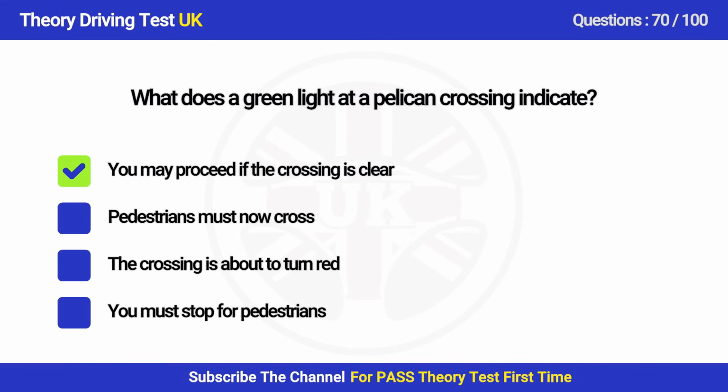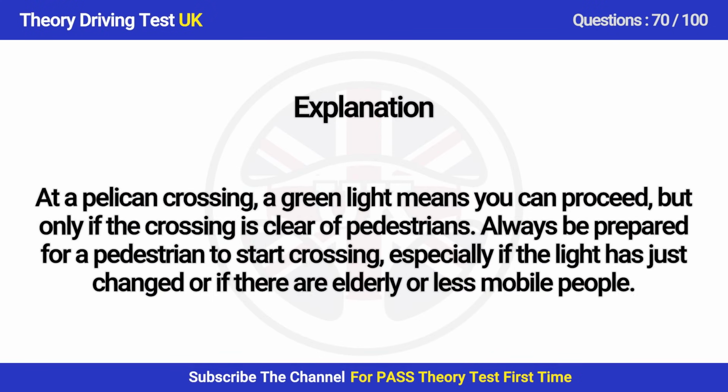Answer is A. You may proceed if the crossing is clear. At a pelican crossing, a green light means you can proceed, but only if the crossing is clear of pedestrians. Always be prepared for a pedestrian to start crossing, especially if the light has just changed or if there are elderly or less mobile people.